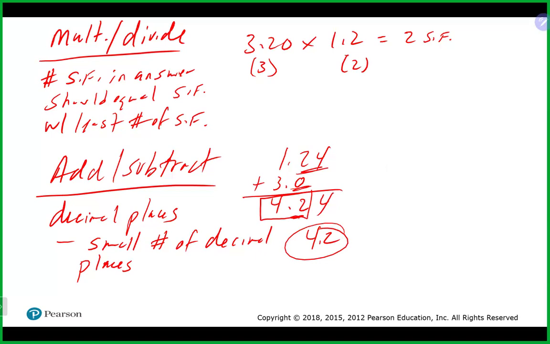I think we also talked about if you do multiple calculations together, you really should try to avoid rounding until the end, and you should just keep track of your significant figures.